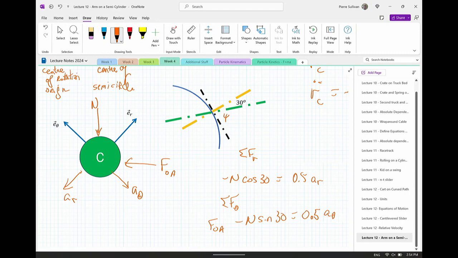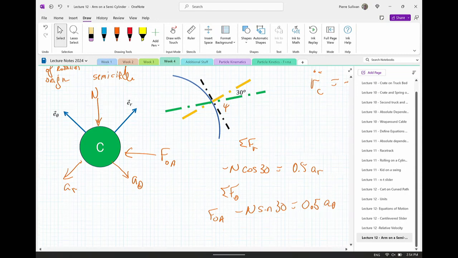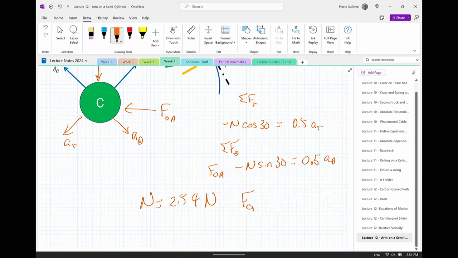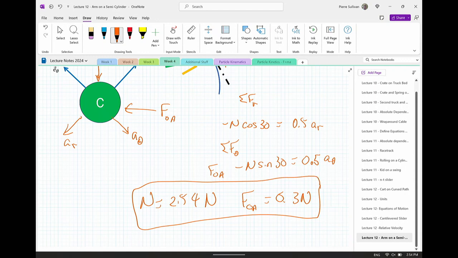Again, getting the psi term, the tangential angle, is the important part. Drawing the diagram is kind of important. It's not as hard as all that, but it's important to get the directions of all of this. And then from there, you can put all the rest of the terms in. You end up with N equal to 2.54 newtons, and 0.3 newtons.